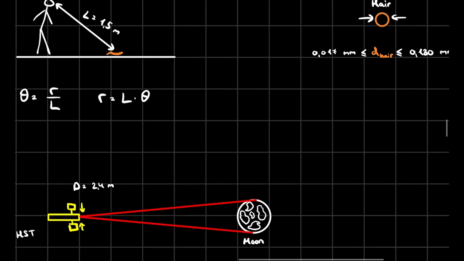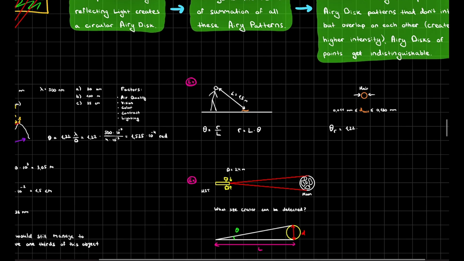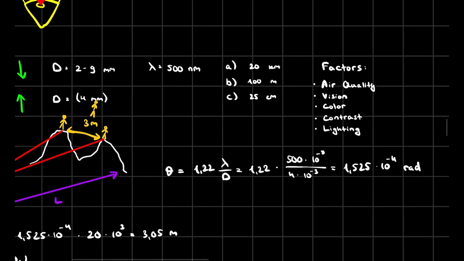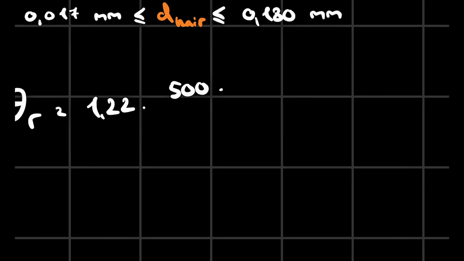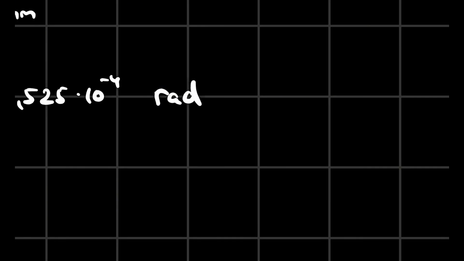Our minimum theta of resolution would be 1.22 multiplied by lambda divided by D. Let's take the very same values: 500 nanometers, and the diameter for the eye, 4 millimeters. If we apply those numbers again, we would have the very same value, which is 1.525 multiplied by 10 to the power of minus 4. This is radian, this is not an angle, okay?